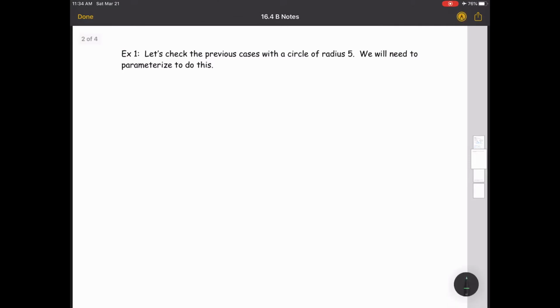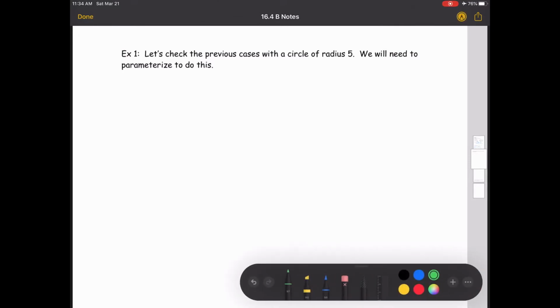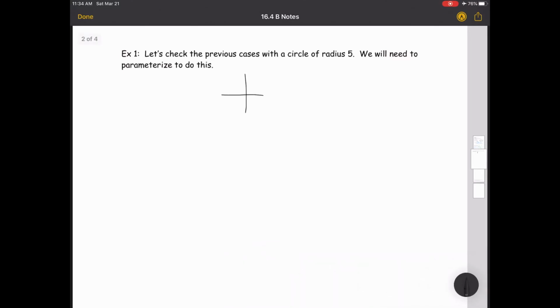So the first example is we're going to check the cases that we had before. We're going to check all 3 of them. If we have a circle of radius 5, in order to do that, we're going to need to parameterize it. So first of all, we have a circle, radius 5. We're going to do all 3 cases. We're going to do case A, where we have the line integral of x dy. That was one of them.